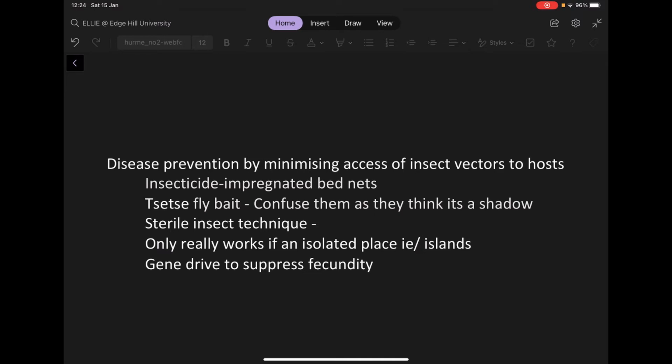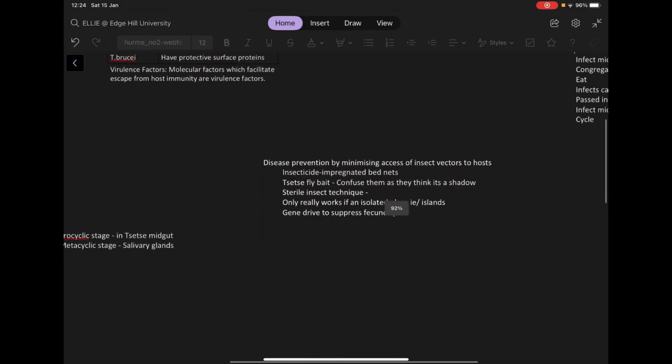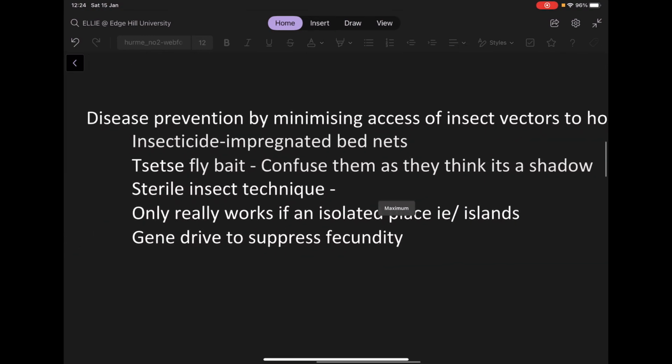There's also the sterile insect technique, which is releasing sterile insects, so insects that can't reproduce, into the wild. These reproduce with the ones that are already in the wild, and then the offspring are infertile, so you don't get any more infected vectors. But this only really works in places that are really isolated, such as islands. And there's also gene drives.